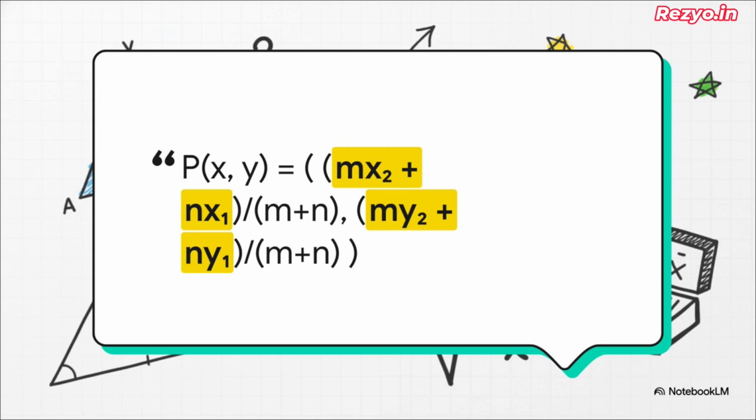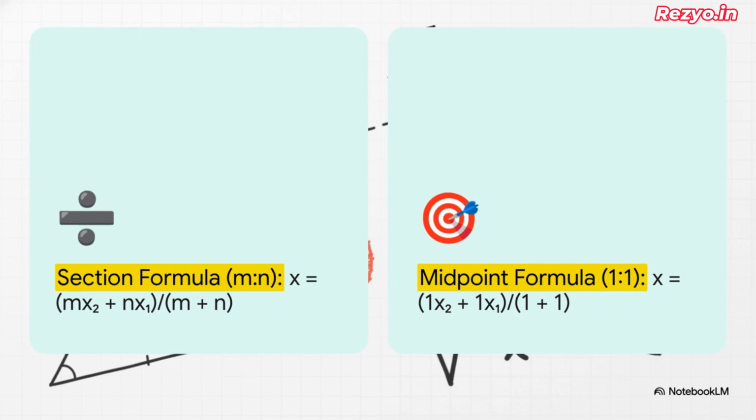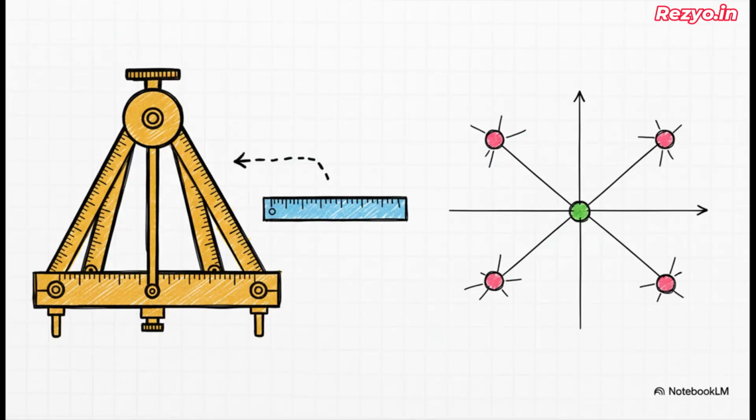All it's really doing is taking a weighted average of the x's and a weighted average of the y's, all based on that m to n ratio you want. Okay, now for the cool part. Watch what happens when you just want to find the dead center of a line. The exact midpoint. Well, the ratio for that is just 1 to 1, right? So if we plug in m equals 1 and n equals 1 into our big scary formula, look what happens. It simplifies beautifully.